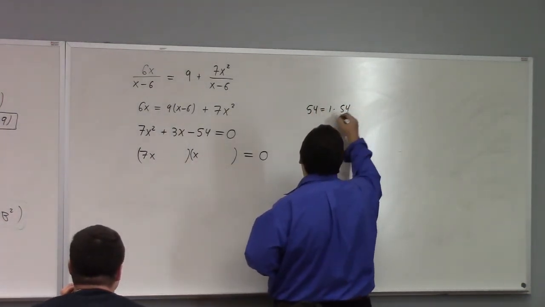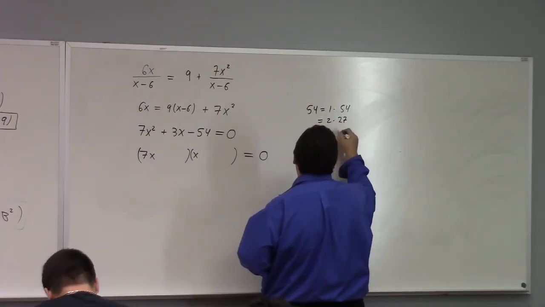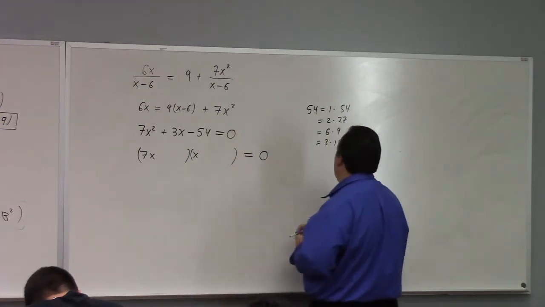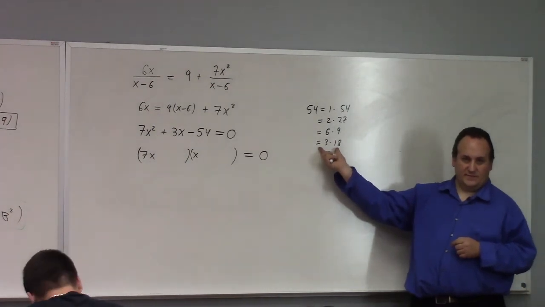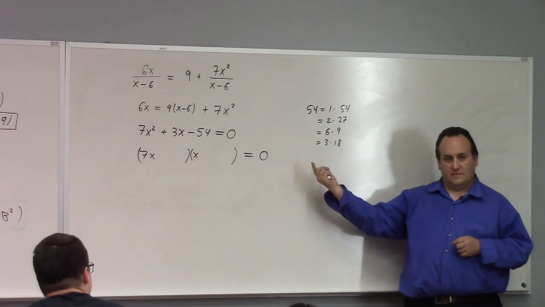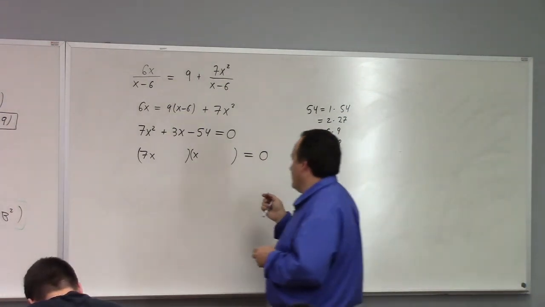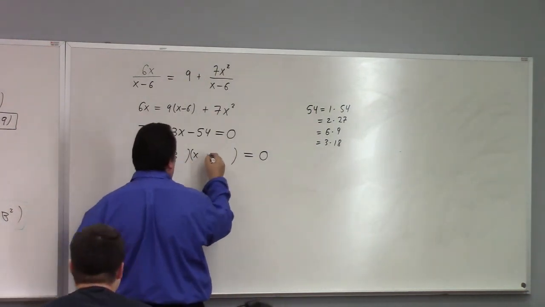1 times 54. That's dumb, right? 2 times 27. What else? 6 times 9. 3 times 18. Yeah, that 3 times 18 is where the magic is. See, because 3 times 7 is 21, and 21 less 18 is 3. So that was it. So what you want is a minus 3 and a plus 18, I think.